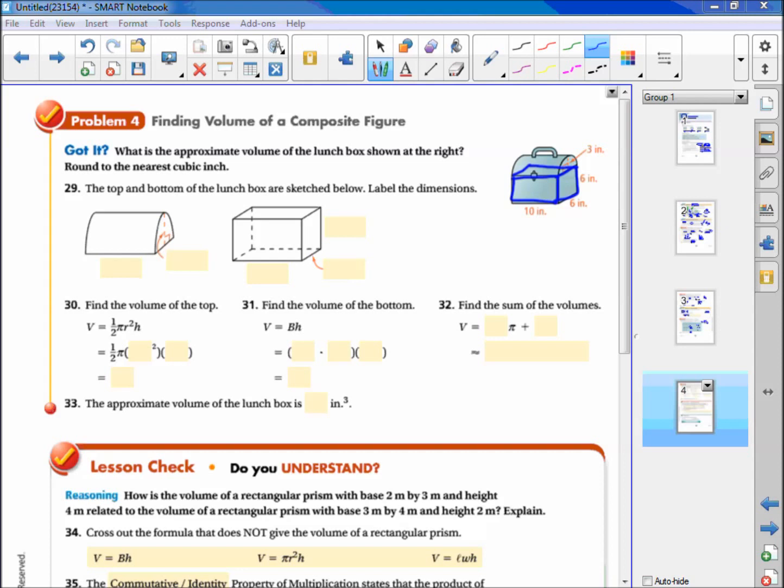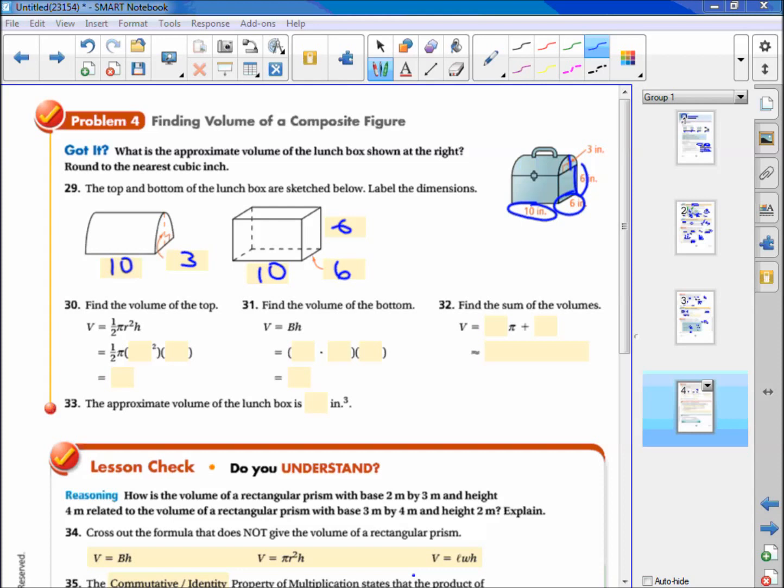So let's go ahead and break this into two shapes. Our first shape, one more time, is the top of the lunchbox here, which is going to be half of a cylinder. And that cylinder is going to have a height of 10 and a radius of 3. Our radius was drawn right here as 3. And then the bottom of the lunchbox is 10 by 6 by 6. So that's that 10, that 6, and then the height of 6. All right, so we're going to find these two.